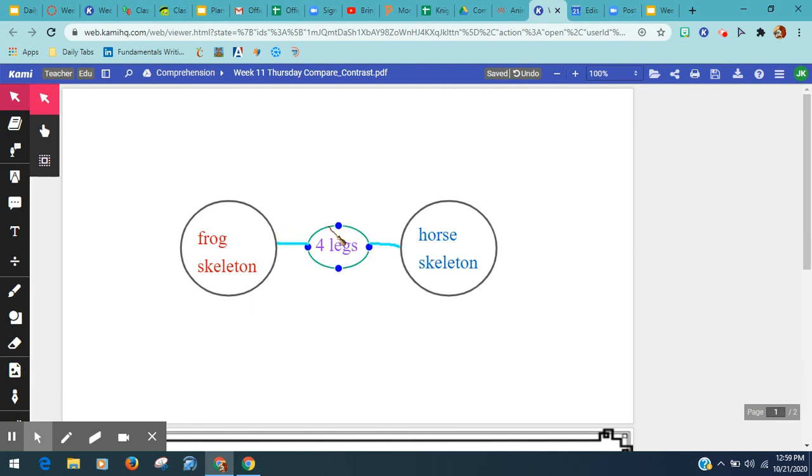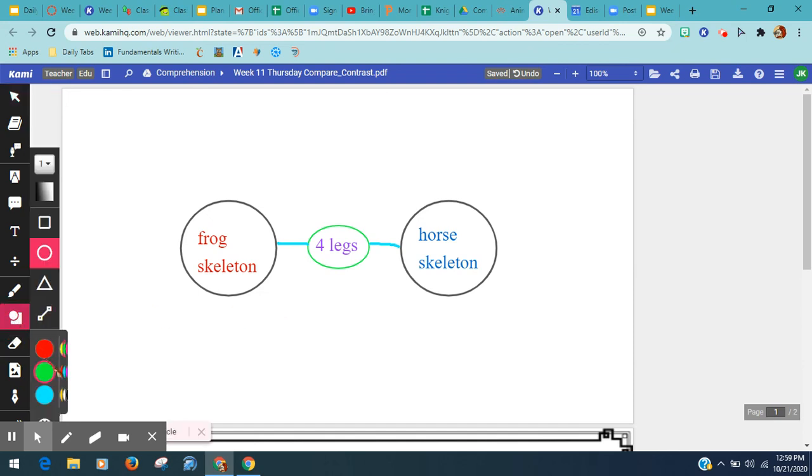So on your paper, everything you see me doing with my typing, you're going to do with your pencil. So you have a frog skeleton bubble and a horse skeleton bubble. And right between them, you have a bubble that says 4 legs, and you're going to connect it to the frog and the horse.